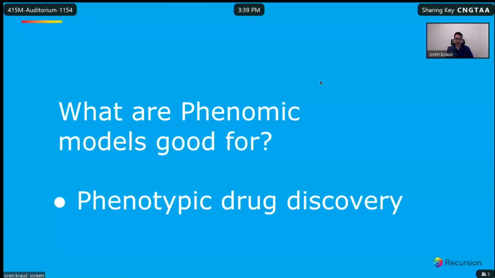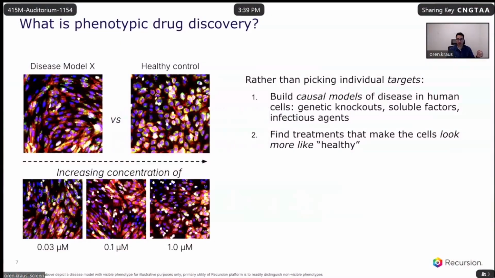So how can we use phenotypic models for drug discovery? I'll start with a straightforward approach. In this case, we have a clear disease model and healthy controls. So when we run imaging experiments with these, we can look for compounds that revert the disease model back into the healthy phenotype.